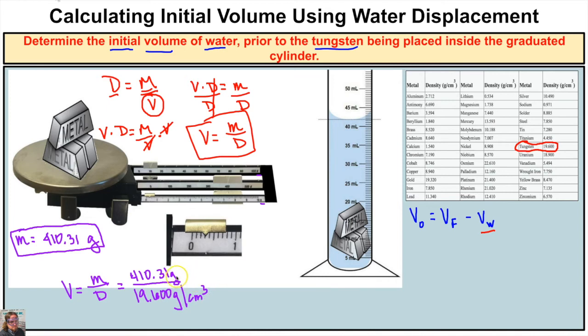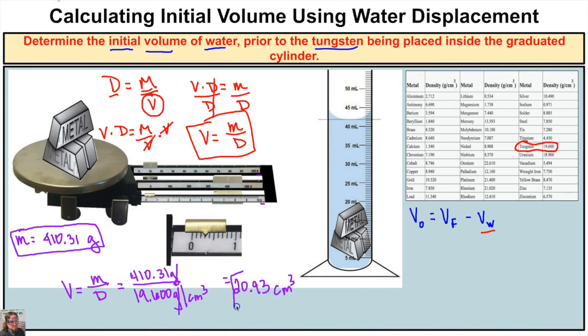Take a look at what happens now. We have grams in the numerator and grams in the denominator. That is why it's important that when we're solving for volume, the mass has to be in grams and the density should be in grams per cubic centimeter. So these can cancel out right here, leaving us with centimeters cubed as our unit of measurement for volume. And so now we'll put this in our calculator, 410.31 divided by 19.600, and we're going to end up with 20.93.